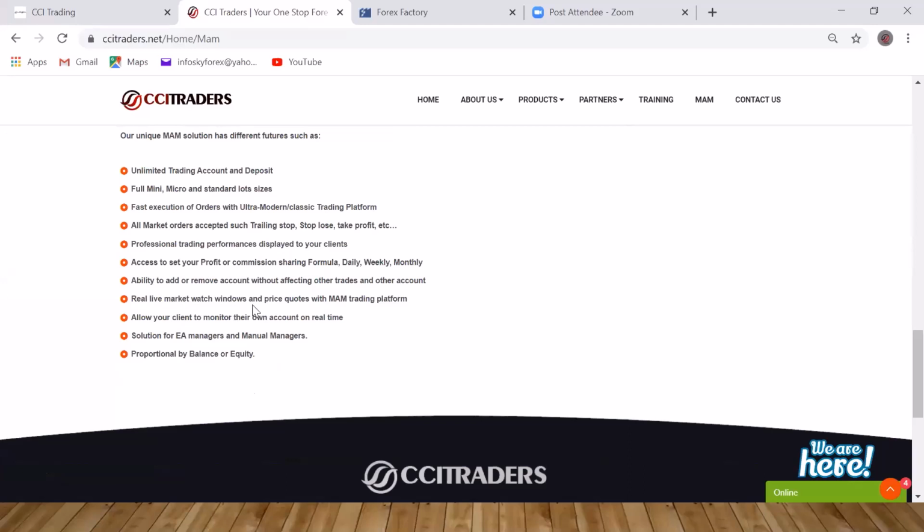Then there are real-time market watch windows and price quotes with the MAM trading platform. It also allows your client to monitor your trades in real time. You can put expert advisors and other tools manually to the market, and proportional by balance or equity.